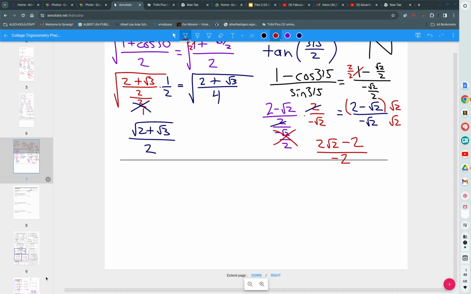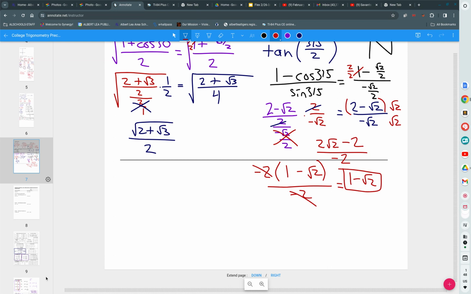Now I could deal with that negative by, say, factoring a negative 2 out of the top. If we factor a negative 2 out of the top, notice how this negative 2 will turn to a positive 1. And then the 2 roots of 2 will turn to a negative root of 2. And they'll all be over negative 2. Those cancel, so I have 1 minus the root of 2 is the final answer.